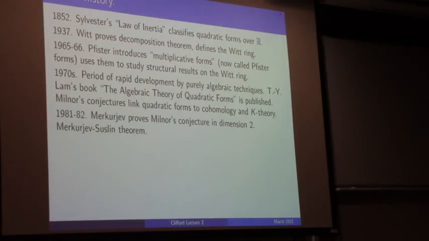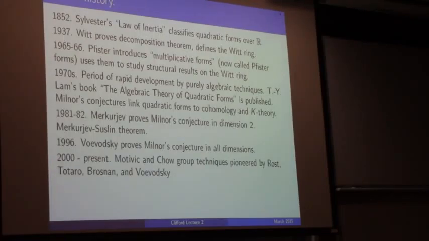In the early 80s, Merkurjev proved Milnor's conjecture in dimension 2. That was a huge breakthrough. And the Merkurjev-Suslin theorem followed soon after that. In the mid-90s, Voevodsky, the student of Suslin, proved Milnor's conjecture in all dimensions. He was awarded the Fields Medal for this achievement in 2002. So that was the beginning of the present period.